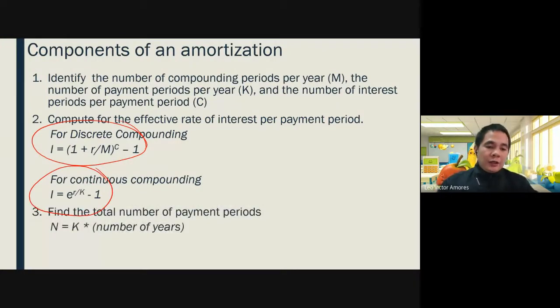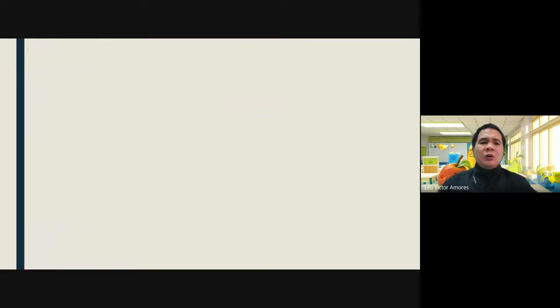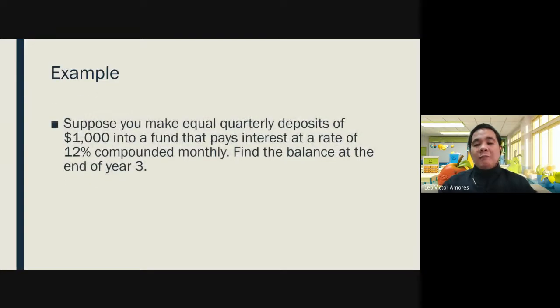Then, number 3, you need to find out the total number of paying periods. Therefore, n is equal to k times the number of years. Okay? So, you can use i and the n in the appropriate formula. Basically, it is more of your compound interest mixture, but you need to find out the interest, or you need to properly allocate your interest.